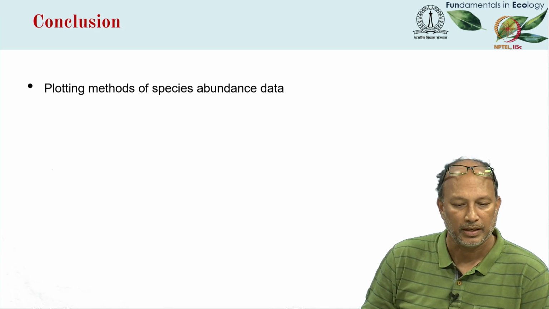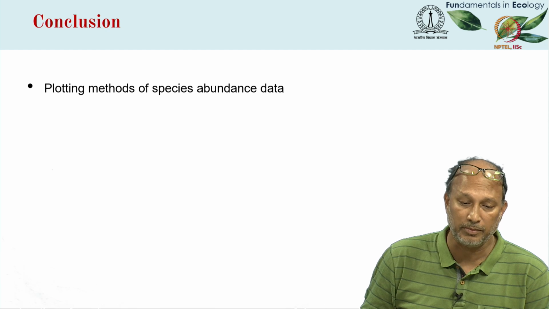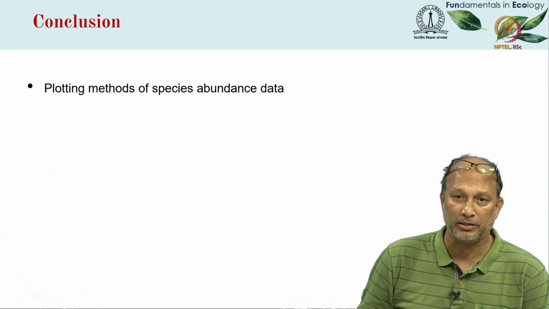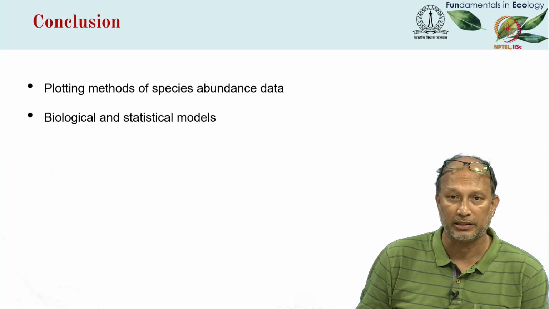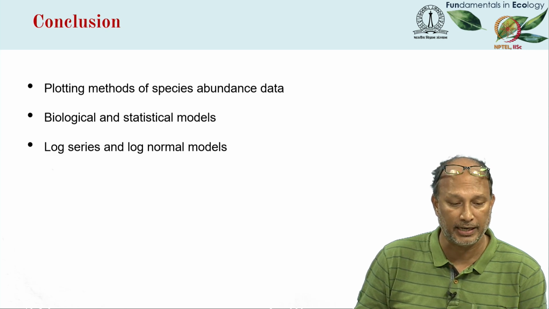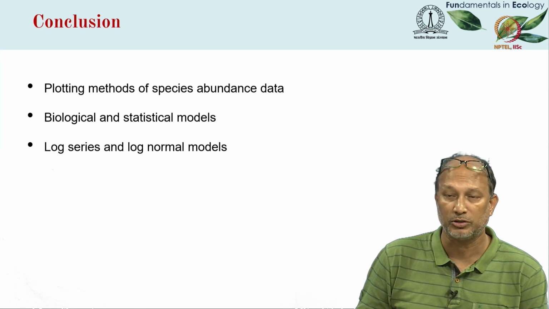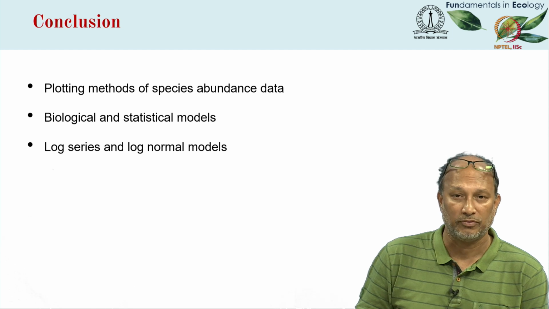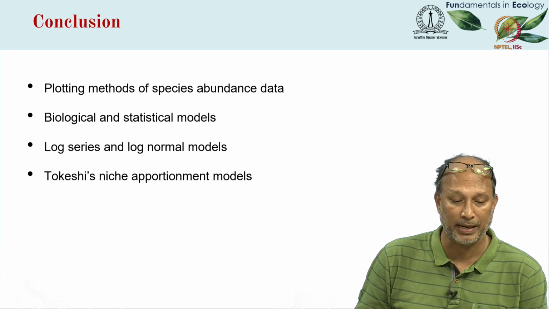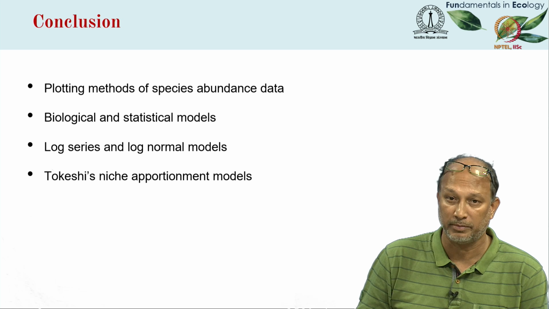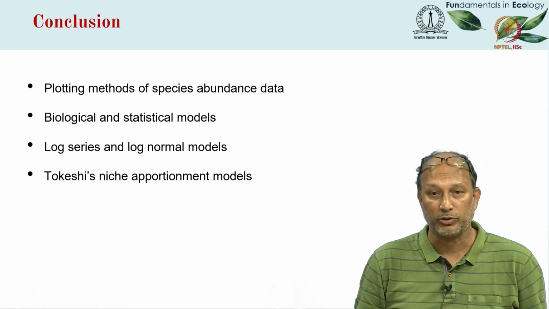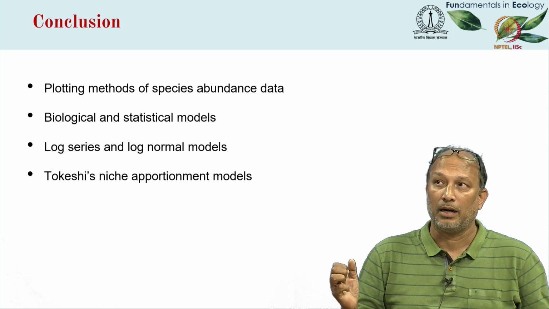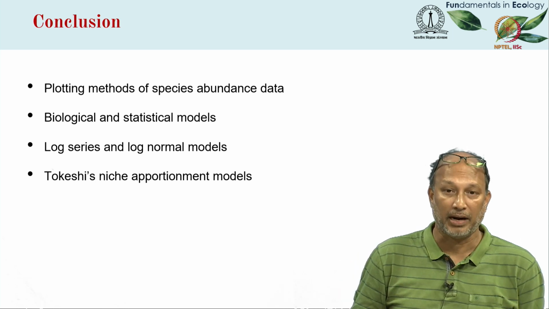So in conclusion, different methods of plotting species abundance data were used to visualize these patterns in communities. Both biological and statistical models have been used to understand them. The log series and log normal models were most widely used for several decades to understand relative abundance patterns. Tokeshi's niche apportionment models give us a really nice framework of all the different ways in which niches can be apportioned, with an underlying biological process.